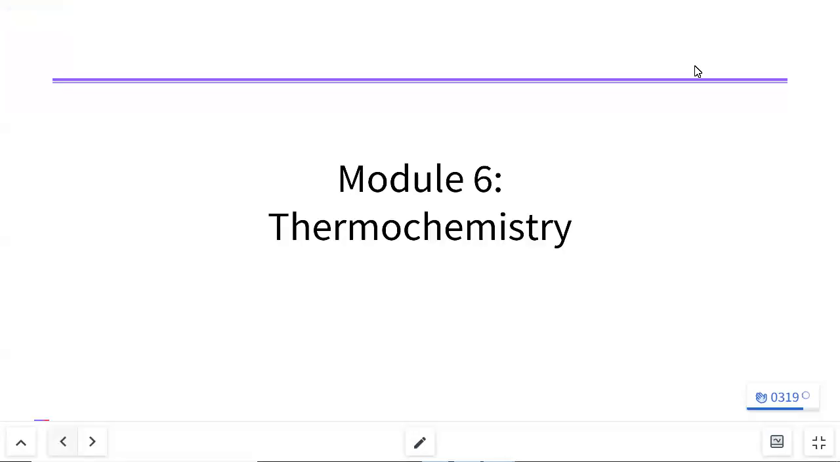Right, let's get into module 6 then. Module 6 is about thermochemistry. There's a good chance that you've seen bits and pieces of thermochemistry throughout your science and chemistry careers. But there's also a really good chance that you haven't seen most of this, or at least parts of the details that we're going to go into here.